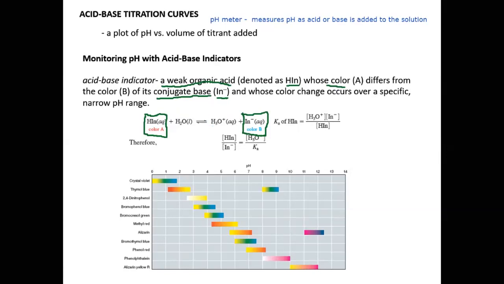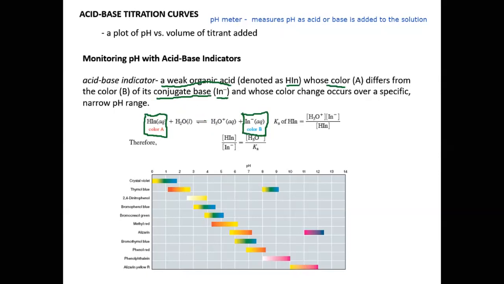Now, if it were the opposite, say we're adding a strong acid, that increases the amount of H3O plus, causing it to shift to the left, and that makes the solution become more red. And this is how an indicator works.